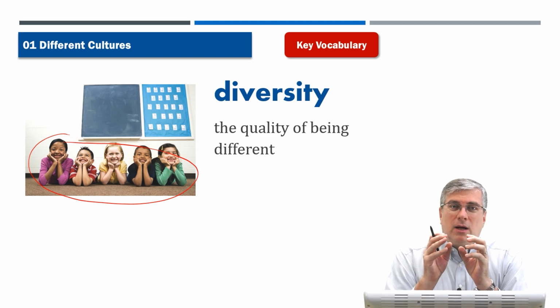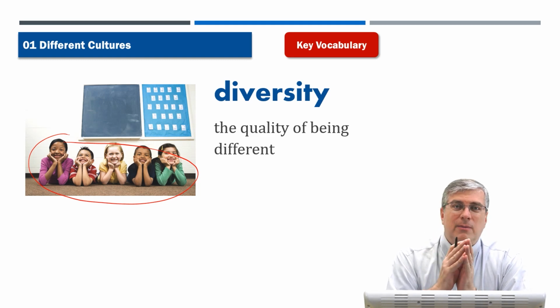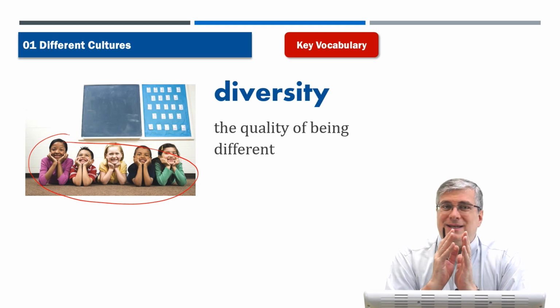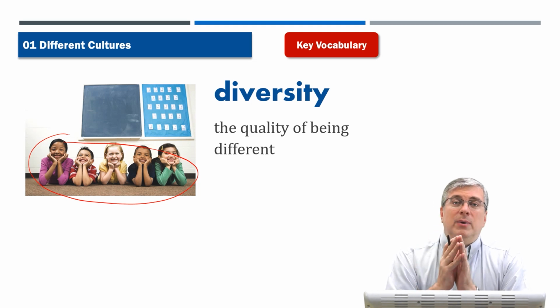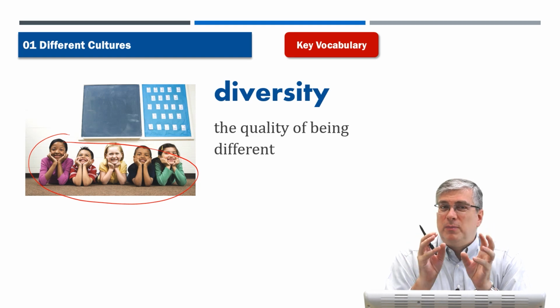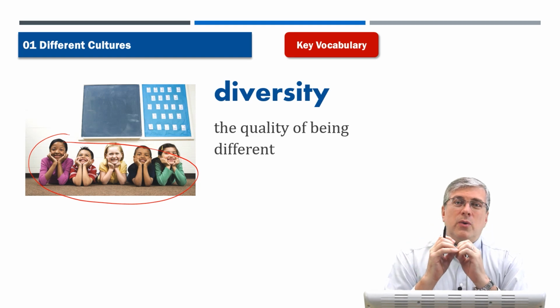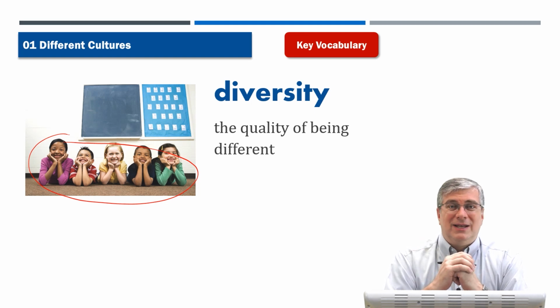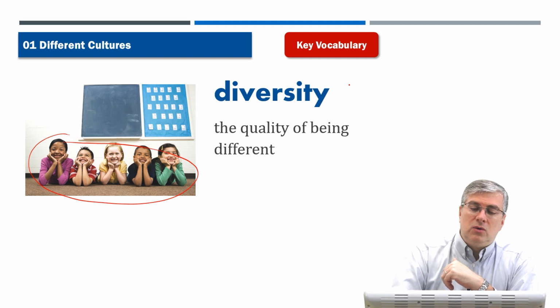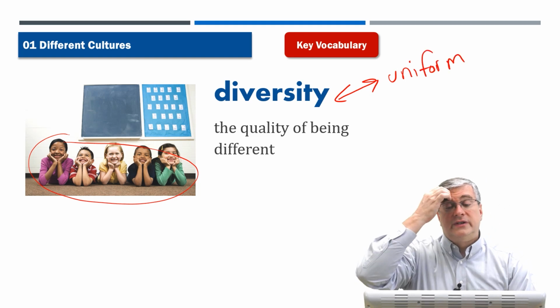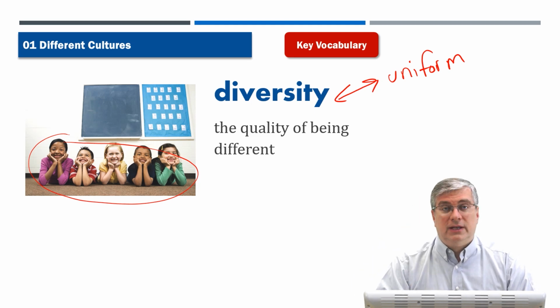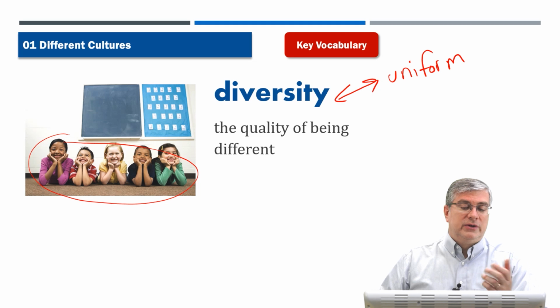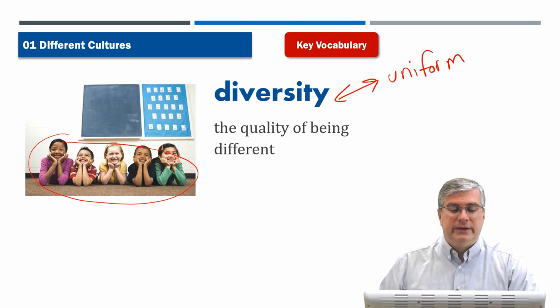People in a group who are not all the same, or who don't all look the same or have the same beliefs or ideas or ways of living. If there are different people in the group who look different, who think differently, who live differently, then that is a diverse group instead of a uniform one. Uniform would be the opposite of diversity. So you can have a uniform society or you can have a diverse society. Okay, but diversity just means the quality of being different.